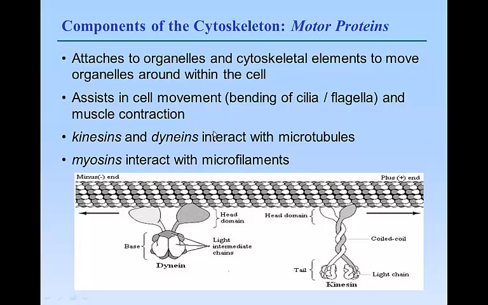When we talk about cilia and flagella, which are made of those cytoskeletal elements, these are the things that actually move things along. And some of the motor proteins include the kinesins and dyneins. These are what interact with the microtubules. The myosins are what interact with the microfilaments.